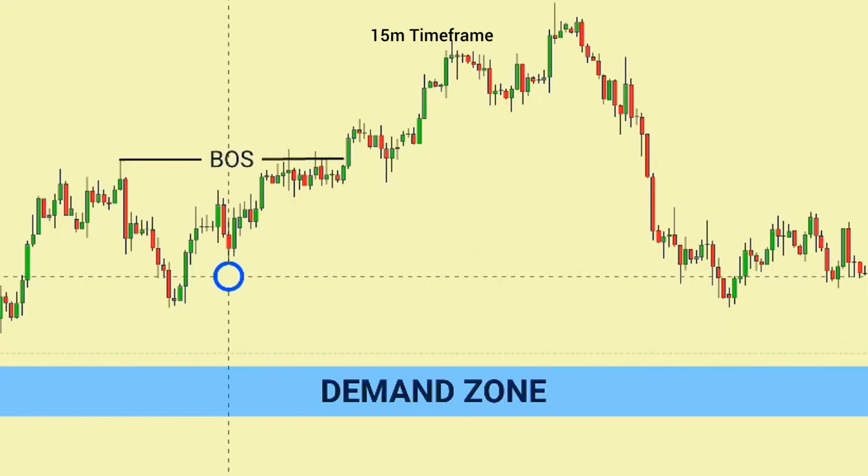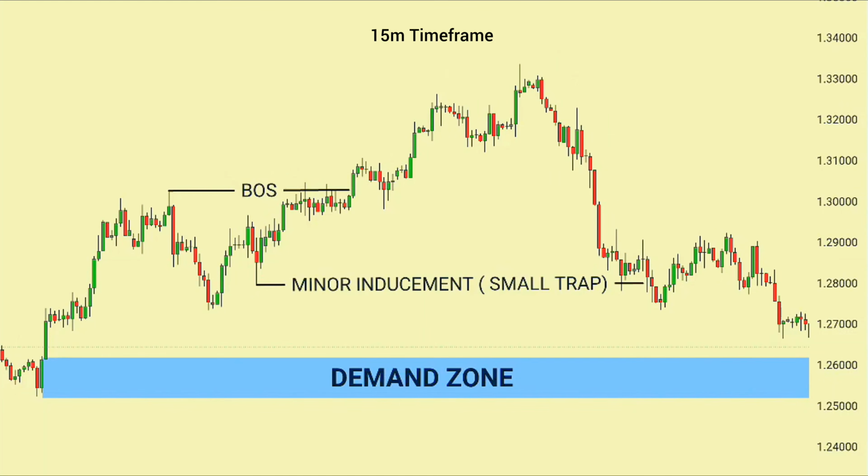Now, we are marking this area here in the middle. This is minor inducement. Price moves slightly downward and forms a small structure that looks like a good entry. Many beginners see this and think the move is continuing, so they decide to enter here. But if you observe closely, the movement is still not clean. There are small reactions, uneven candles, and no strong direction. This minor inducement is where the market attracts early traders, making them believe the move has already started. But in reality, this is still part of the messy phase. The clean move has not begun yet.